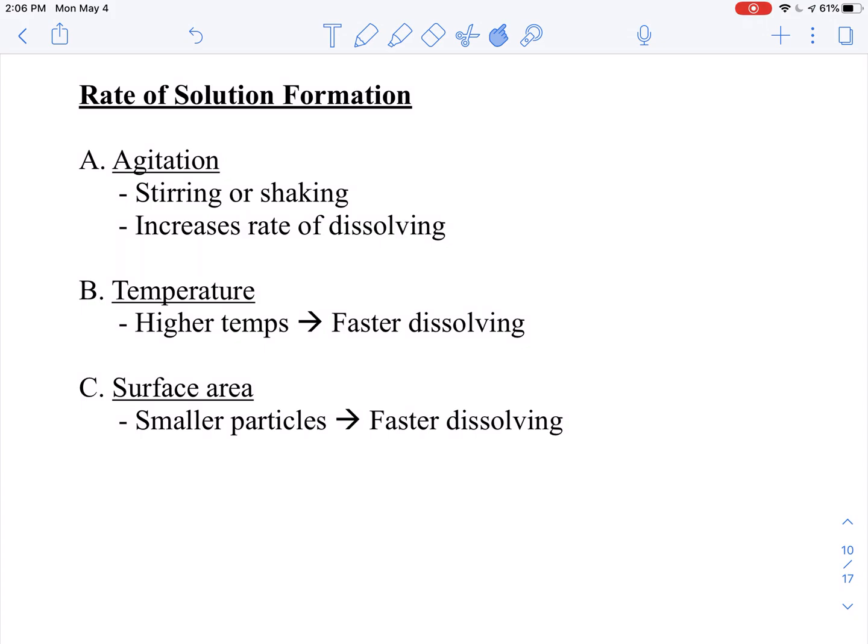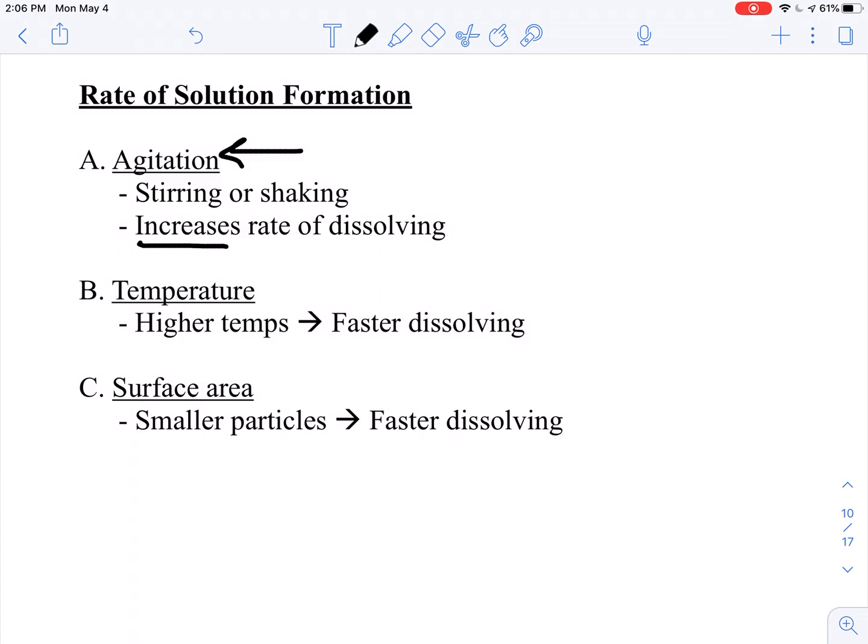I forgot to do this slide the last time, but it's going to give you some helpful information for the quiz today. There are 3 things that I want you to be aware of that affect solution formation. When you're making your lemonade, you pour the powder in and almost everyone then sits there and stirs it. That's what is meant by agitation. Stirring or shaking increases the rate of dissolving. So that's a way that we can make something dissolve faster.